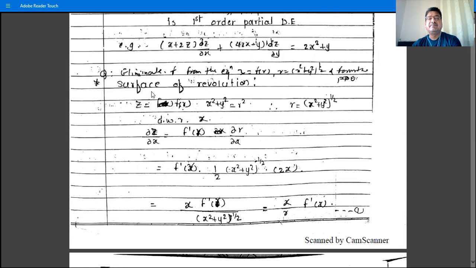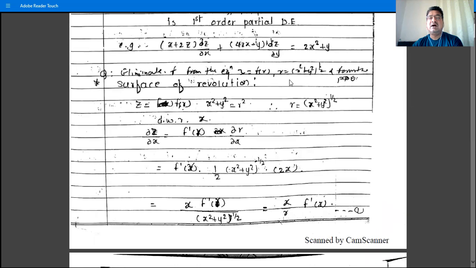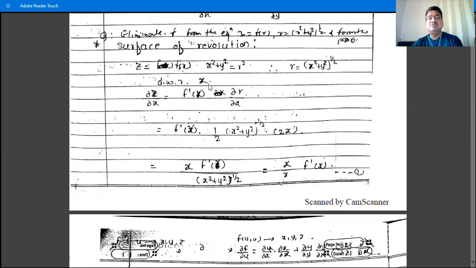Z is equal to f(r). And r is what? R is root x square plus y square, raised to half, means r square is what? X square plus y square. So differentiate with respect to x, ∂z/∂x is what? F dash r. So differentiate this z is equal to f(r) with respect to x. So we have ∂z/∂x is f dash r, ∂r/∂x, because this function f(r) is the function of r. So we have to differentiate with respect to x, so multiply by ∂r/∂x.